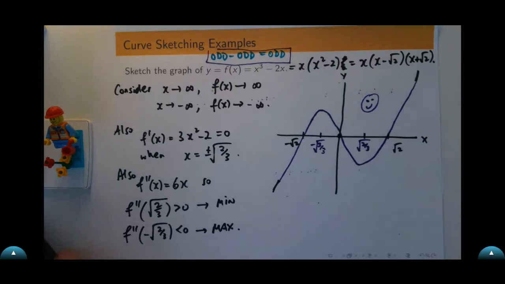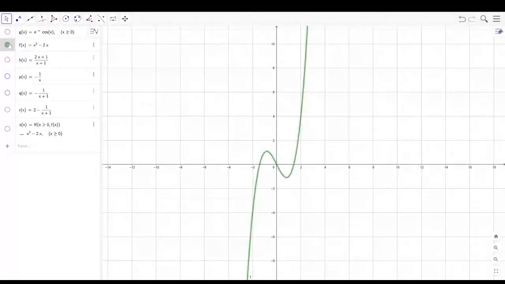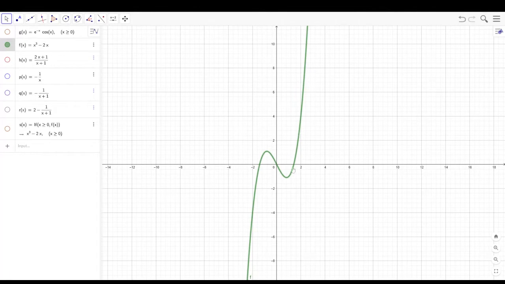So let's go back to GeoGebra and see another way to do it. Hang on, that's the wrong one. This is it here. So that's what the graph looks like in GeoGebra. It's a bit nicer than hand drawn, and it's got the critical points and the same intercepts. It's definitely an odd function, because if I rotate that 180 degrees, you get the same function.